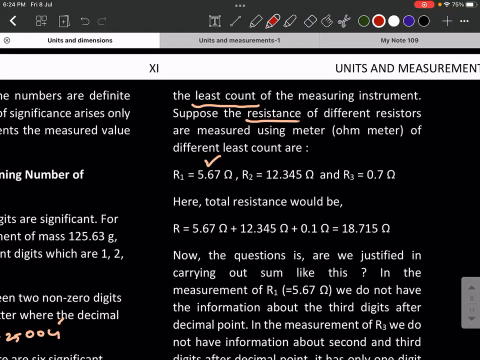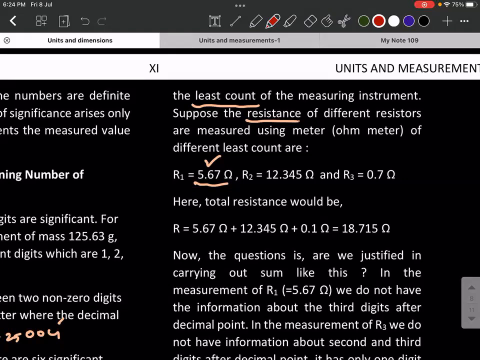Then what will I do theoretically to find the result? When I connect all those resistors in series, I'll try to find out what my equivalent resistance would be. Suppose the first person comes and tells me, sir, the reading for the resistor that you gave me is 5.67. Okay, I took it. Okay, collected it back.